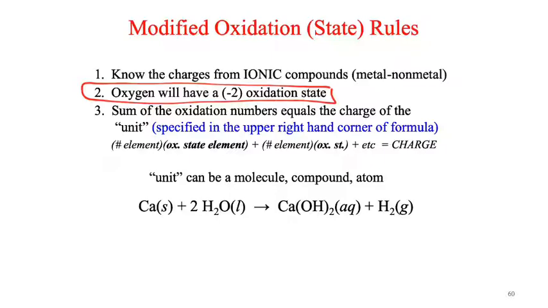So ionic compounds, you need to know the charges from your ionic compounds, how those things split, because that gets you a charge. With a charge, you can get oxidation state. How do you get that? You solve it. The charge is always given to you in your upper right-hand corner. The sum of each of the elements' oxidation states in that unit will then equal the overall charge.